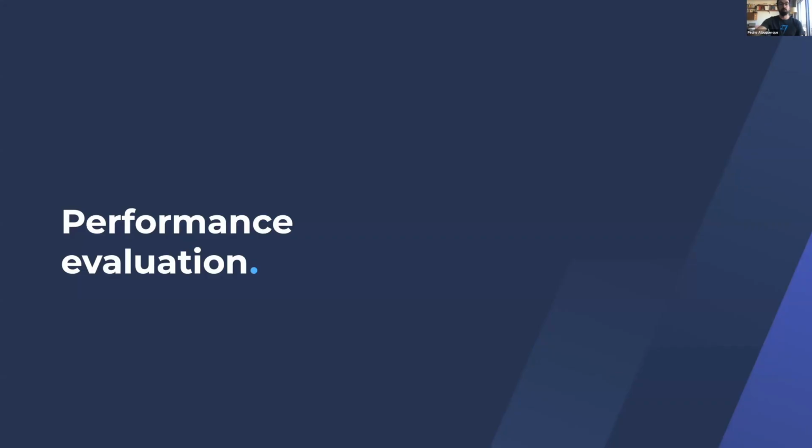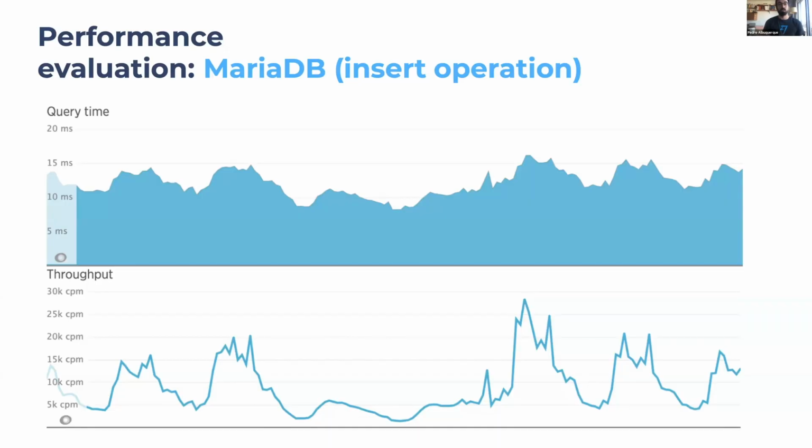Now, let's move on to performance evaluation based on service-side metrics. Insert operations in MariaDB were taking an average of 13 milliseconds with an average throughput of 6,000 calls per minute. Traffic spikes cause inserts to take longer. It's quite a noticeable change in query time. For the select queries, they were taking an average of 5 milliseconds.